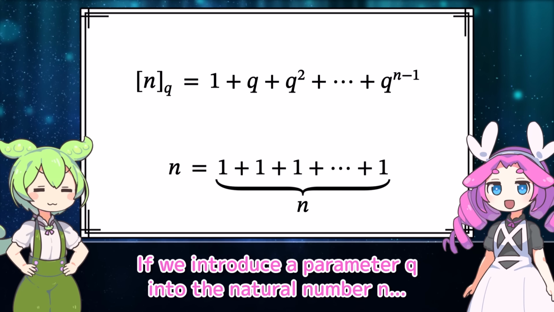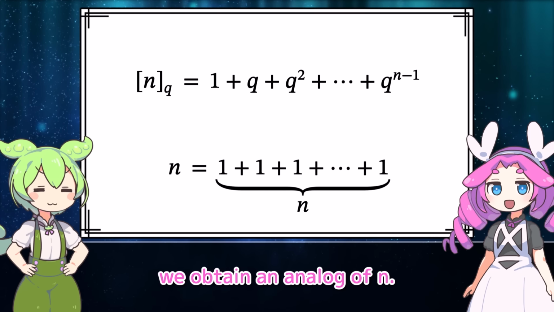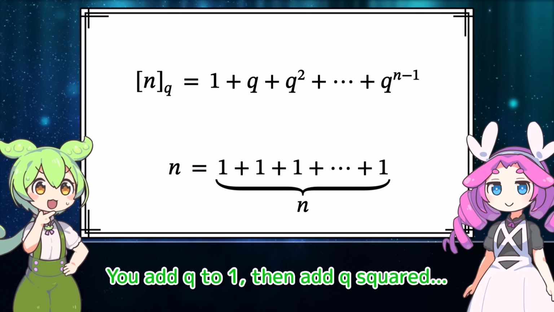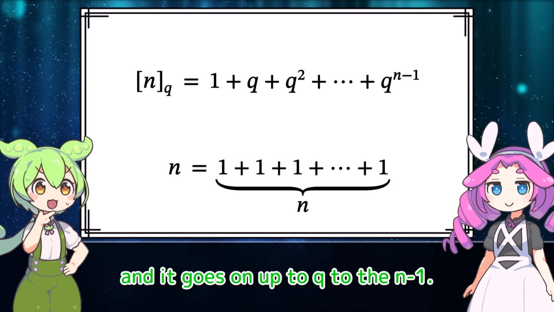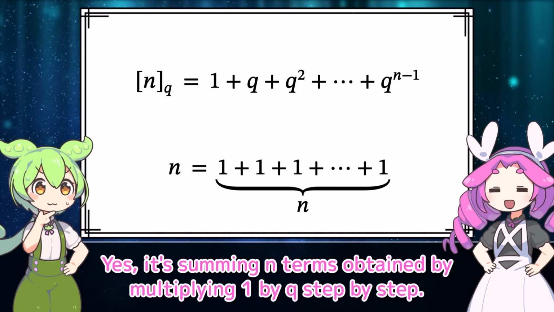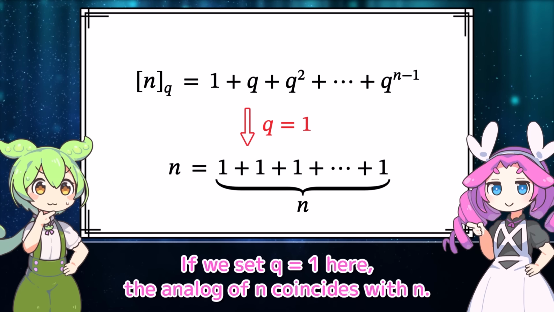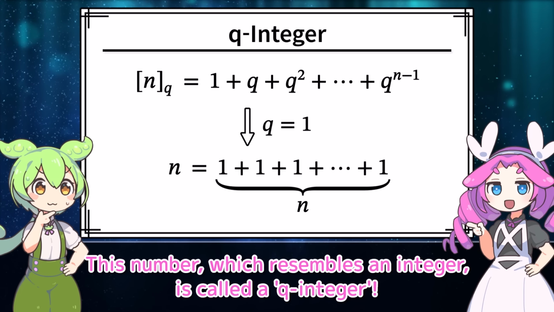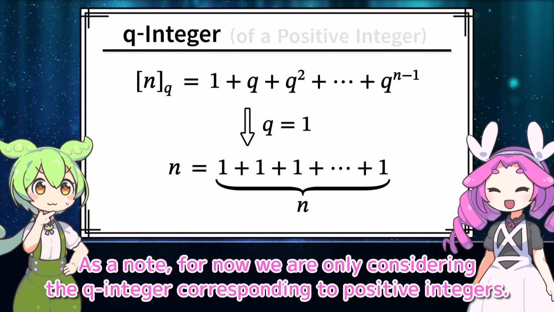If we introduce a parameter q into the natural number n, we obtain an analog of n. What is this? You add q to 1, then add q squared, and it goes on up to q to the n minus 1. Yes, it's summing n terms obtained by multiplying 1 by q step by step. If we set q equals 1 here, the analog of n coincides with n. This number, which resembles an integer, is called a q integer. As a note, for now we are only considering the q integer corresponding to positive integers.